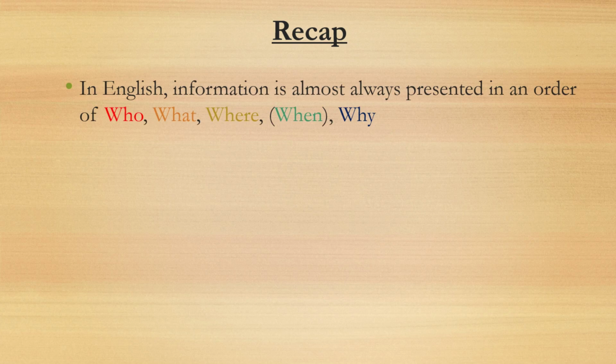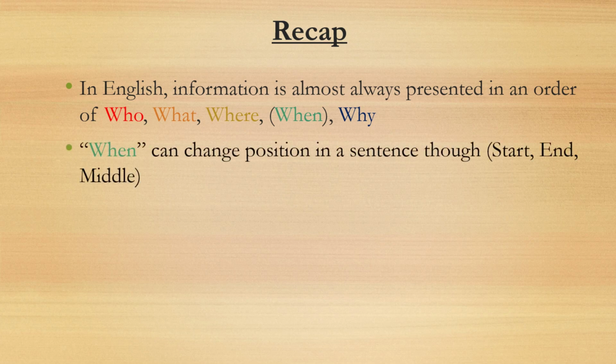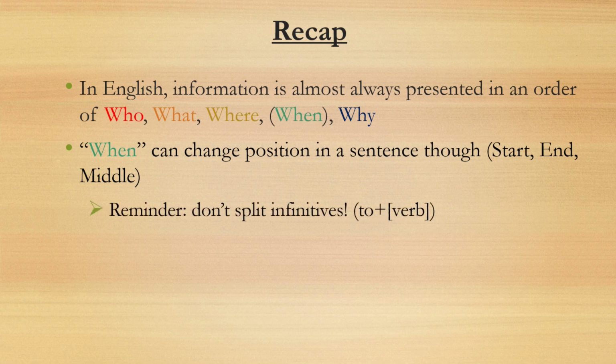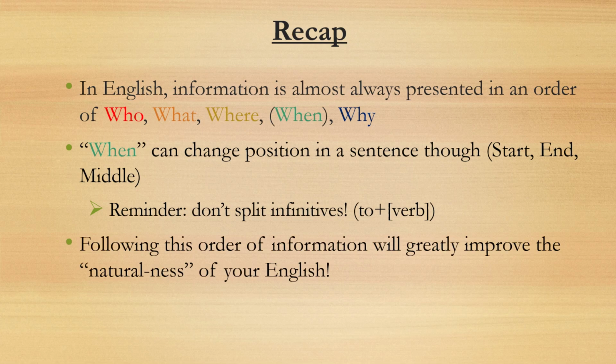So let's recap the lesson now. In English, information is almost always presented in an order of who, what, where, when, which can move, followed by why. Well, as I just said, the when can change position in a sentence from the start, the end, or the middle. A reminder to you guys that we talked about, don't split infinitives, ever. Infinitives are to plus a verb. To go, to read, to buy. That's an infinitive. Don't ever put a word between to and the verb that follows it.